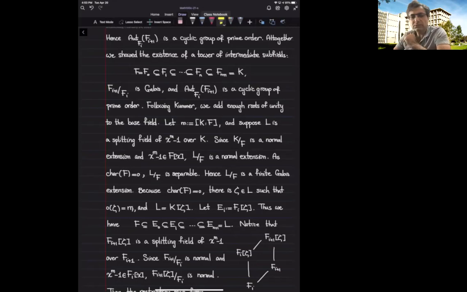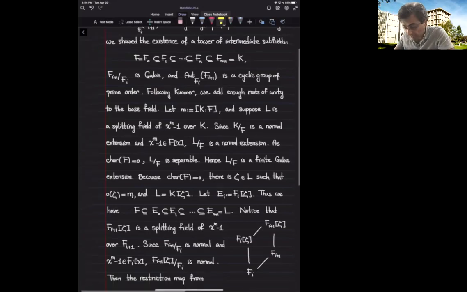So what I want to indicate here is the importance of the existence of enough roots of unity in the base field. So because of that, inspired by these Kummer extensions, we look at the degree of this field extension K over F.